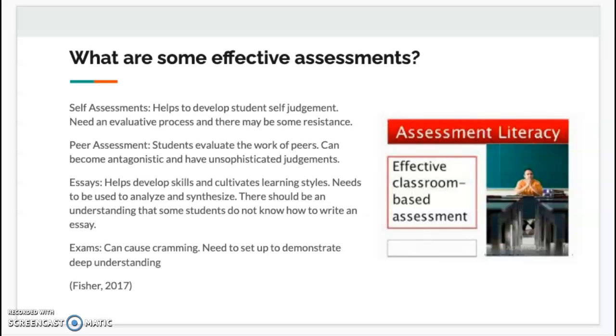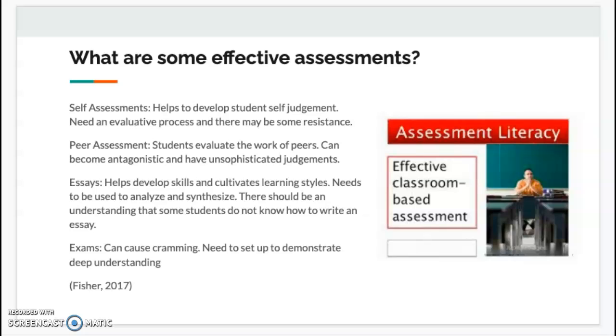What are some effective assessments? Self-assessments help to provide student self-judgment and need an evaluative process, and there may be some resistance there from the students. Peer assessment, where students evaluate the work of peers, can be antagonistic and have unsophisticated judgment. This is where the students need to be bought in to give positive feedback and really help their peers understand where they need to do better or where they've done a good job.